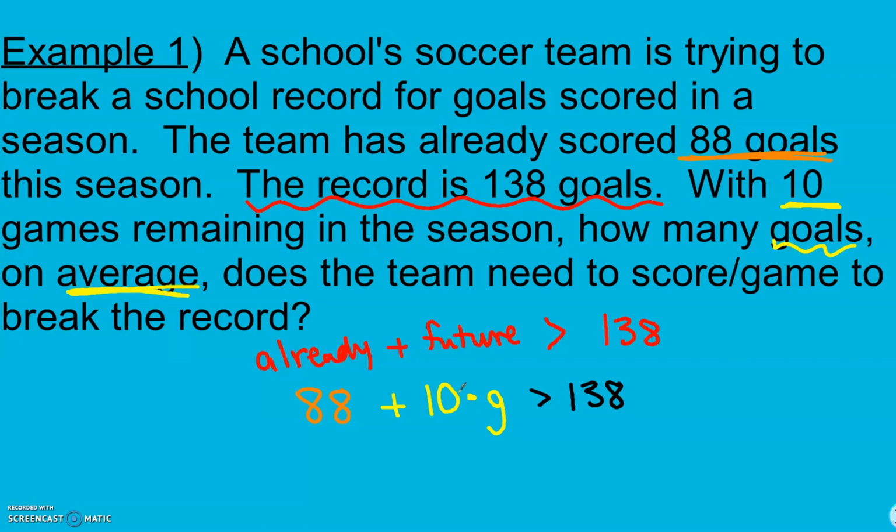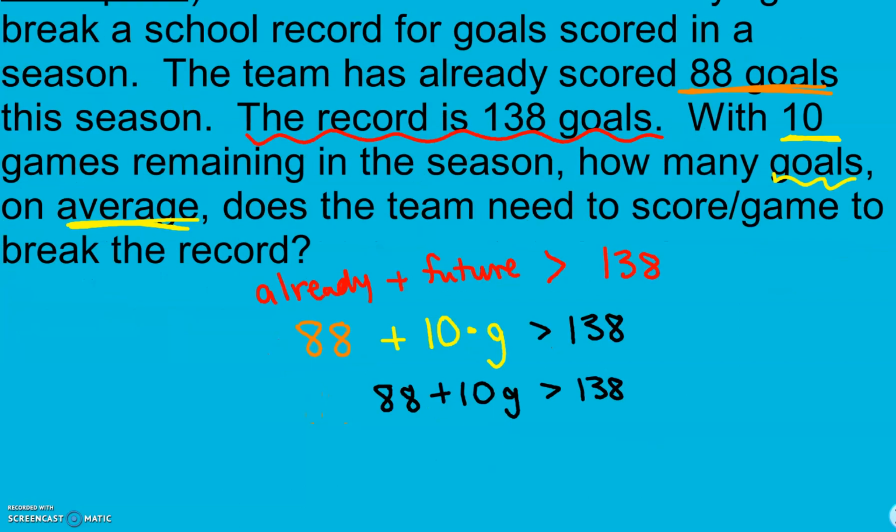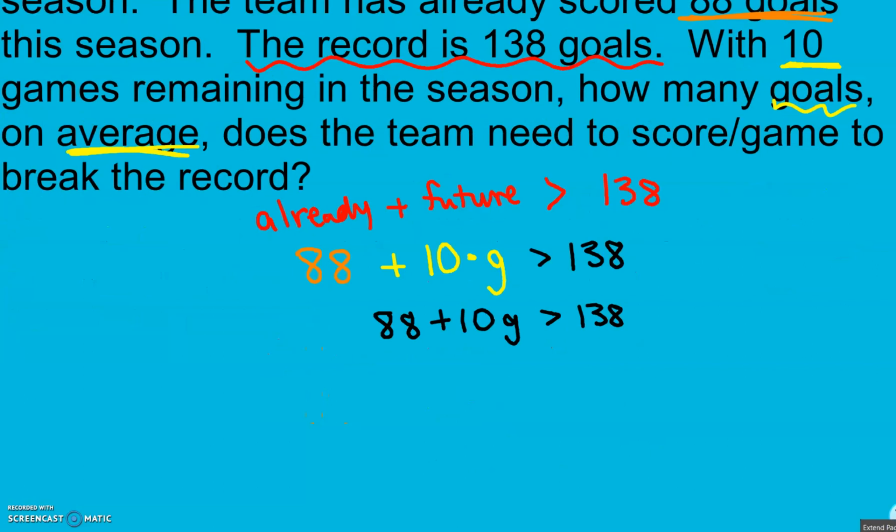of goals. So what I'm really looking at here, and I'm just going to rewrite it so it's a little bit neater, is 88 plus 10g is greater than 138, because again, they want to break that record, so they want more than that. Okay, so here, my variable's being multiplied by 10 and added by 88. And just like with equations, we get rid of any addition or subtraction first. Again, solving inequalities and solving equations are very, very similar. The only difference is if we multiply or divide by that negative number, we have to flip our inequalities.